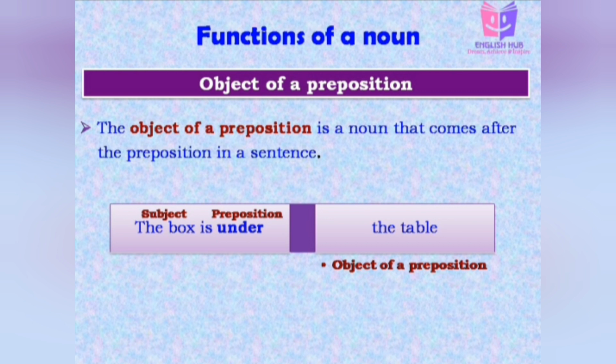In English grammar, the object is a thing that is acted upon by the subject. The nouns that follow prepositions are objects of preposition. A preposition is always followed by a noun or a pronoun. Look at the example here. The box is under the table. In this sentence, the box is the subject, under is the preposition, and the table is an object of the preposition. The object usually comes after the preposition.